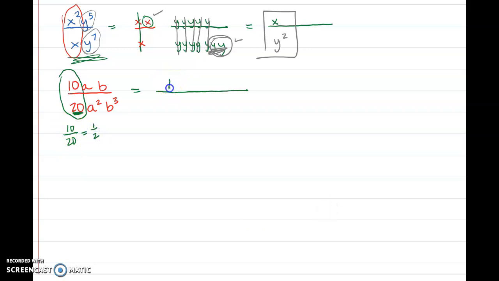So you can write the 1 on the top. You don't have to. I will for this example. But it's perfectly correct to write it without the 1. So now let's think about the a's. And just for example's sake, it doesn't really matter what order the a's and b's are. So I could have written it like this. And my process is still the same. I have 1 a on the top and 2 a's on the bottom. And so 1 a from the top can cancel out 1 a from the bottom, and you're left with 1 a on the bottom.